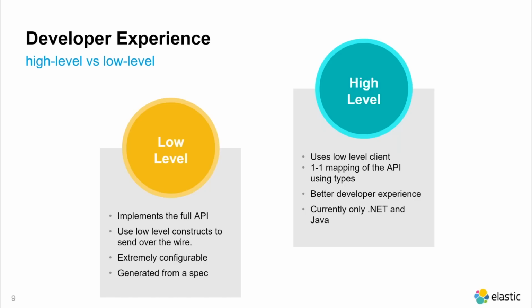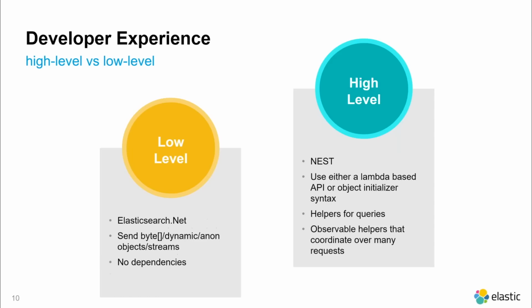Then we have high-level clients. They use the low-level client. It's also a one-to-one mapping of the API, but it's strongly typed, basically. Obviously, this gives a better developer experience if you're coming from a statically typed language. But currently, this is only available for .NET and Java. So the low-level and high-level client in .NET.